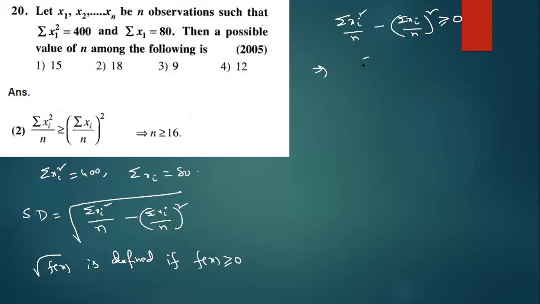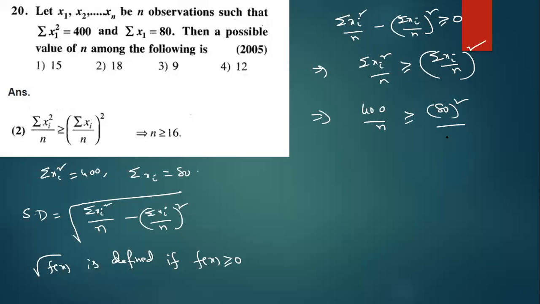That means what, dear students? Sigma xi square by n is greater than or equal to sigma xi by n whole square. Now simplify, that is the answer. Sigma x square is 400 by n, and sigma x is 80, so 80 whole square by n square. So n is greater than or equal to 16.